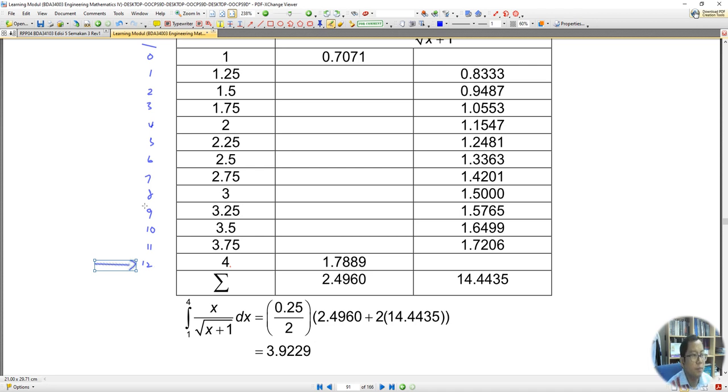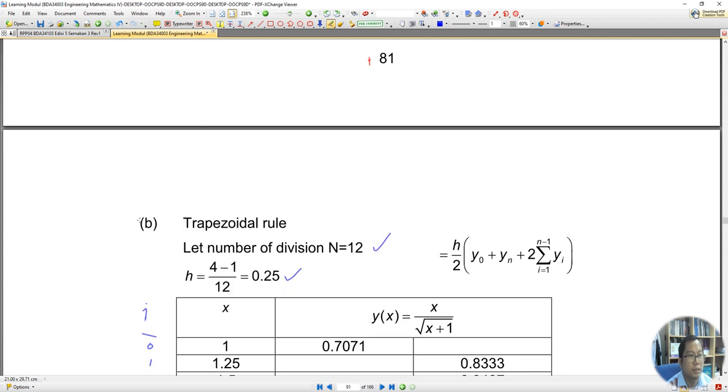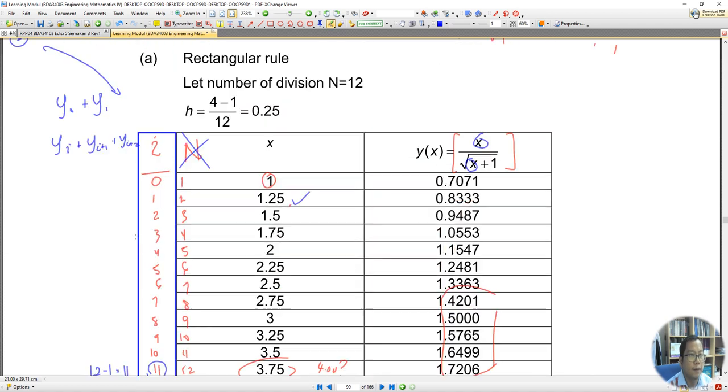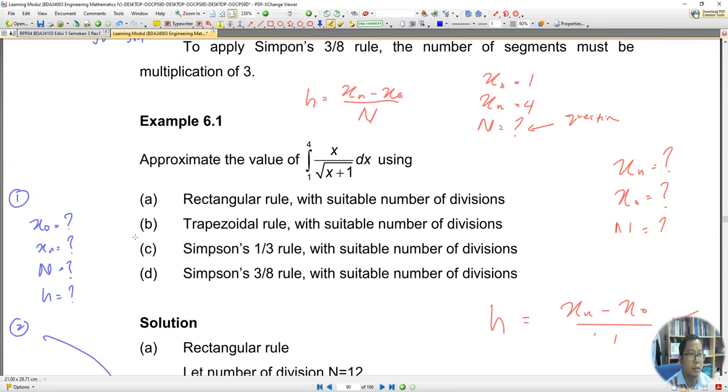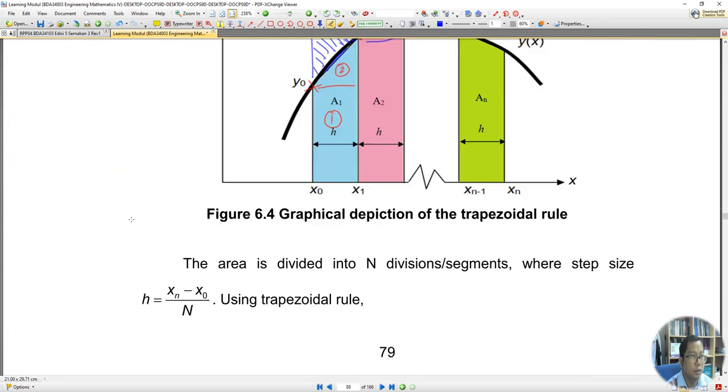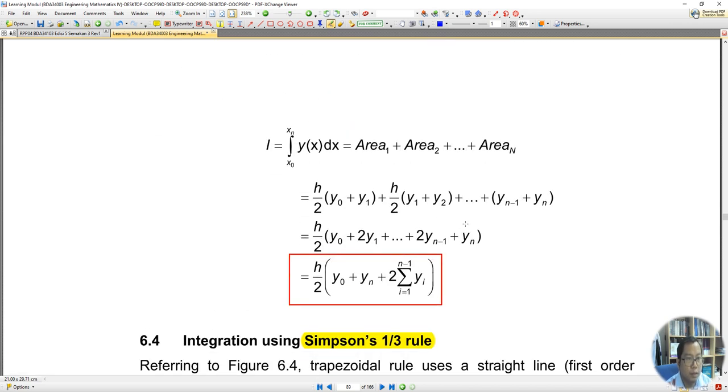Because there are no such rules regarding this one. Okay, we go to trapezoidal, until yn. But using the rectangular, they put until y n minus 1. So by using trapezoidal, they go until this one only.